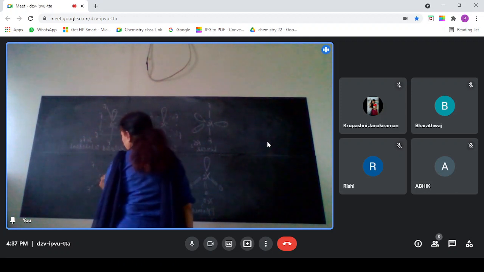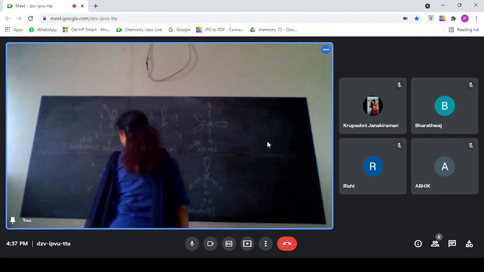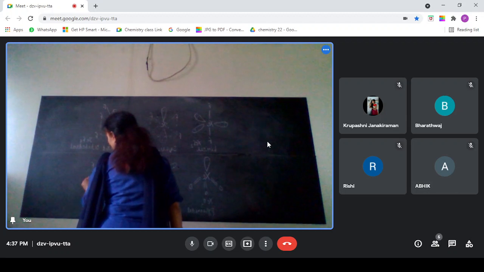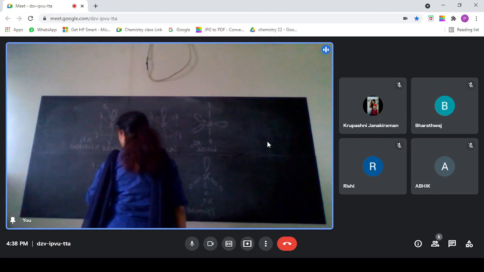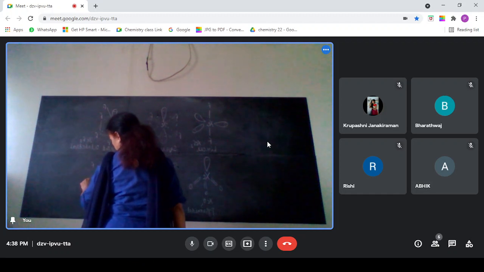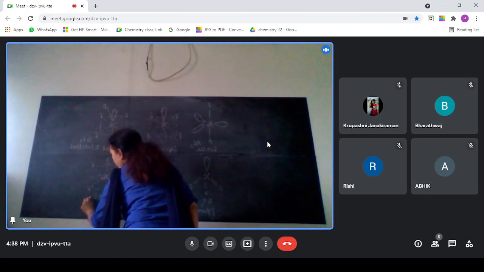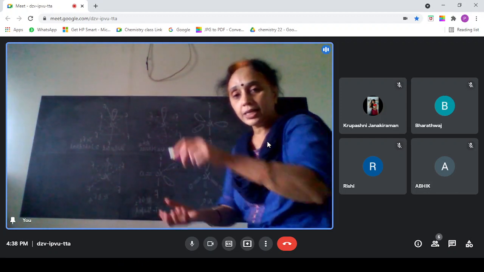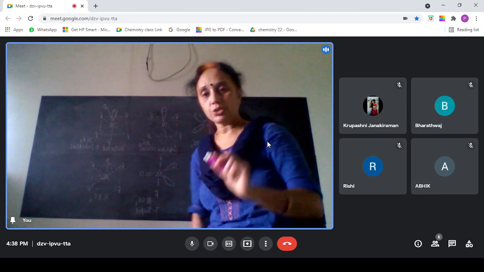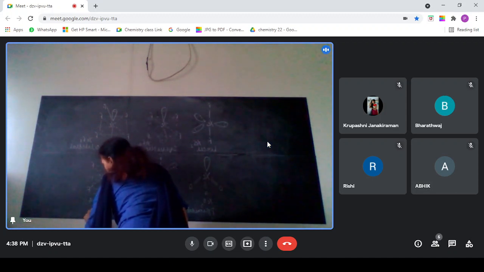Okay. And then what you do is, one oxygen up, double bond O, it looks pyramidal like this. This is XeOF4. XeOF4. It is square pyramidal. That's all. Square, and pyramid, square pyramid.